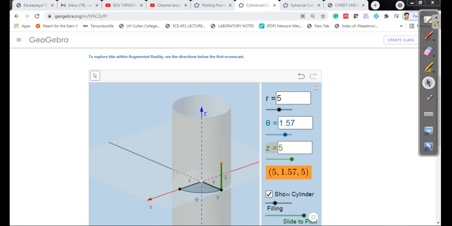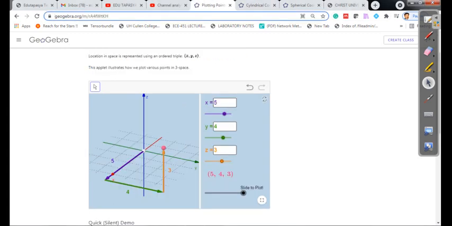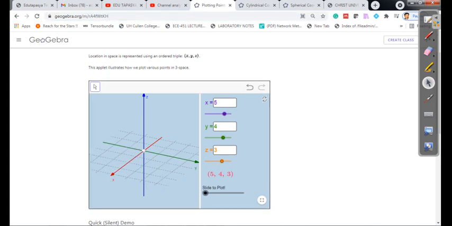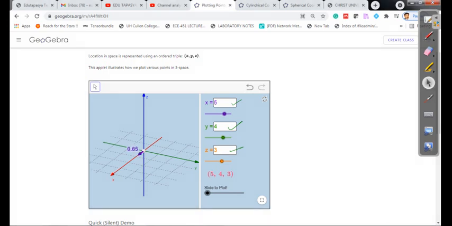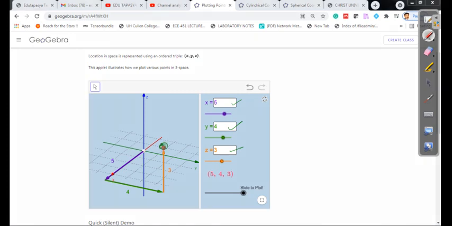So first, I'll go to the Cartesian system. When I have entered here, we can animate this and check it. Here I have taken x is equal to 5, y is equal to 4, and z is equal to 3. Now when I move the slider, first it will plot the x-axis 5 units, and after reaching 5 units it will go to the y-axis 4 units. Once it reaches that, it will start with the z-axis 3 units. This is the final point we got: 5 comma 4 comma 3.